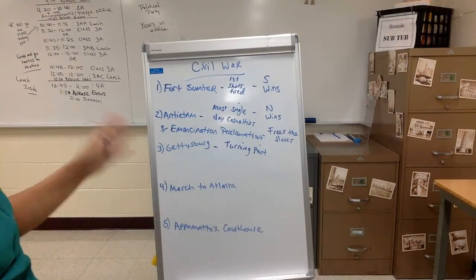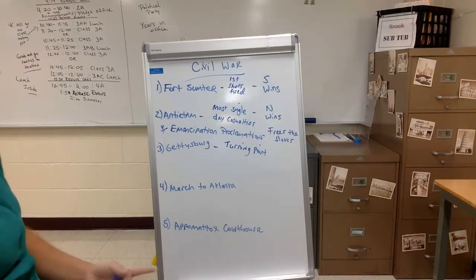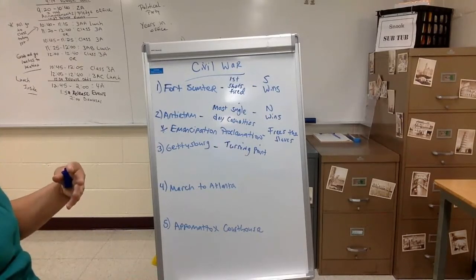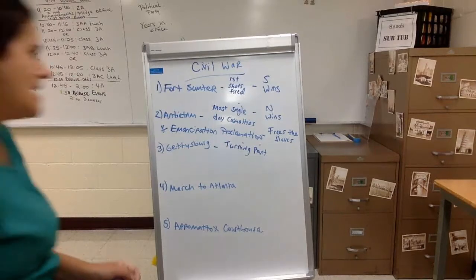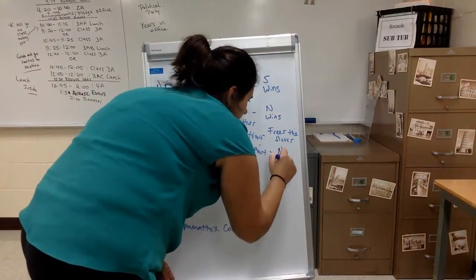This battle goes on for 3 days. It is devastating losses. We're going to see the death of Stonewall Jackson and some other key generals. Ultimately, the North is going to be willing to make sacrifices and have huge casualties. And so the North wins.